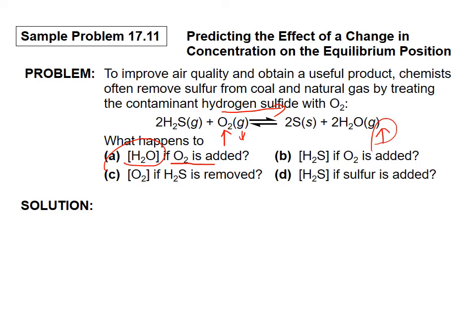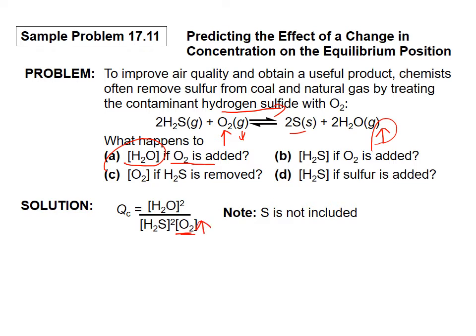Now let's look at Q. Okay, use Q to predict the direction. So first we write the equation for Q, product divided by reactants, and note that sulfur is a solid, so it's not included. Now in this equation, you divide by the reactant oxygen. If oxygen increases, that will decrease Q, because you divide by a larger number, so the ratio will decrease.